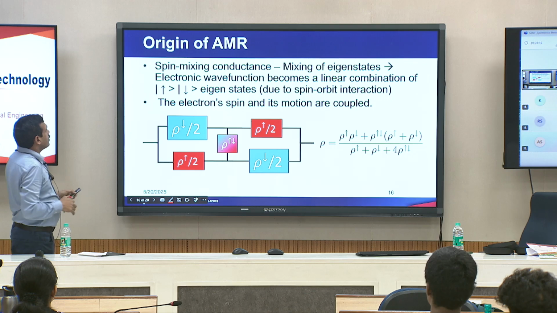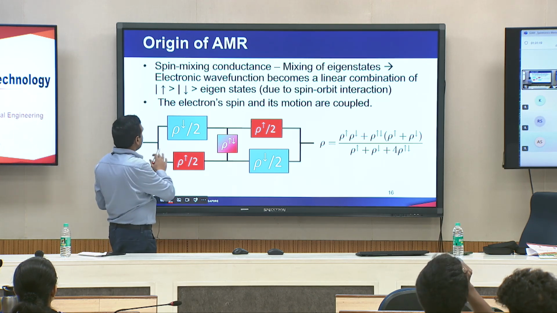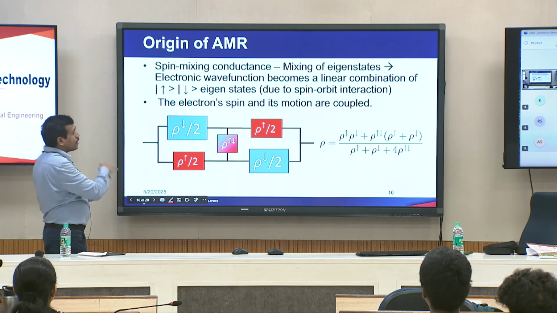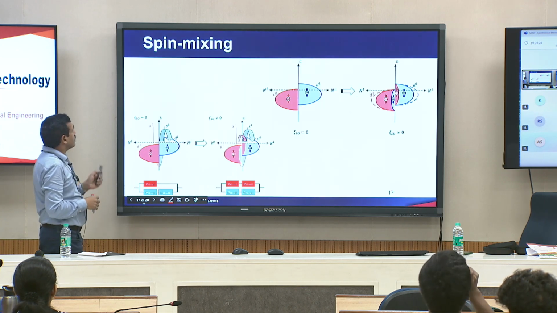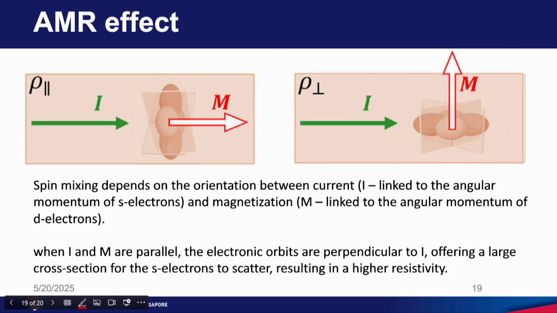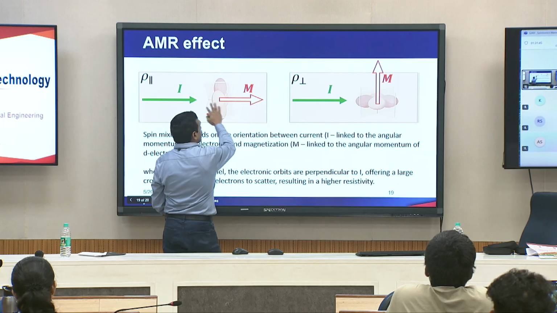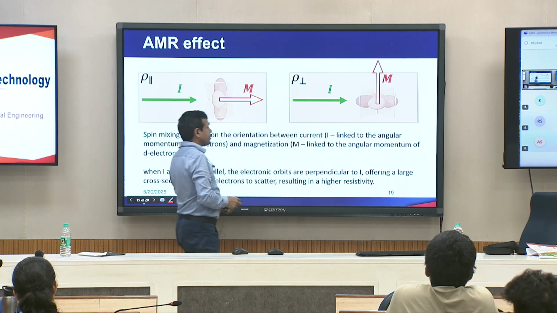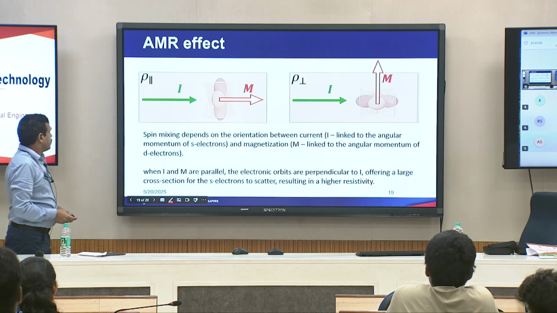The origin of anisotropic magnetoresistance I am not very clear, but they say that it is caused by spin mixing conductance and spin orbit coupling. But the simple picture that you can use for understanding the AMR effect is that the s and d orbitals have a certain orientation with respect to the current for magnetization parallel to and magnetization perpendicular to the current configuration. Okay.